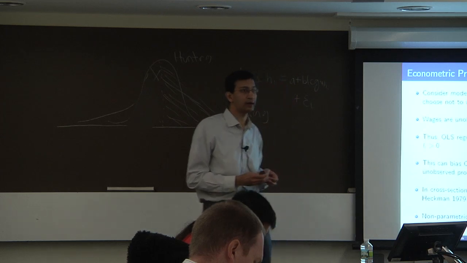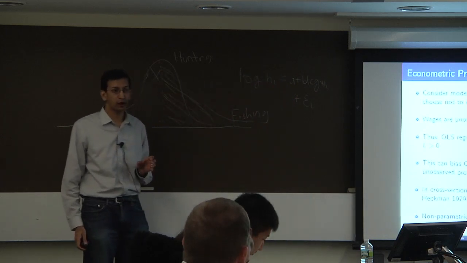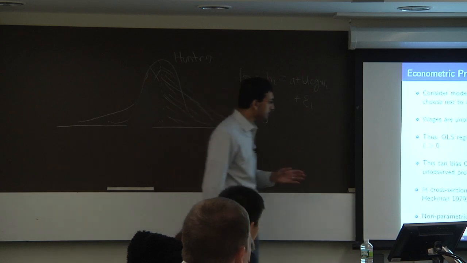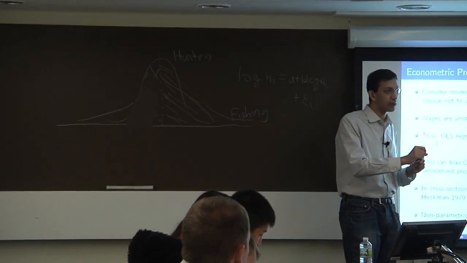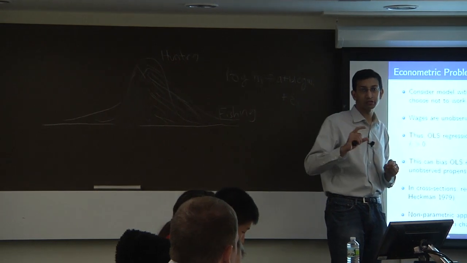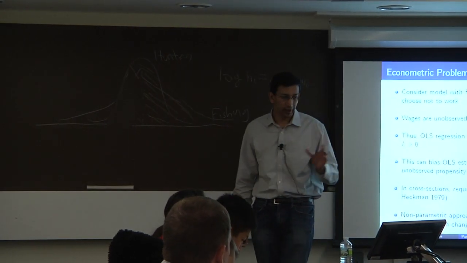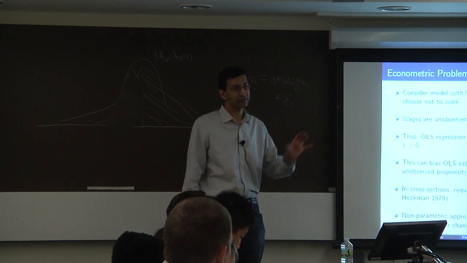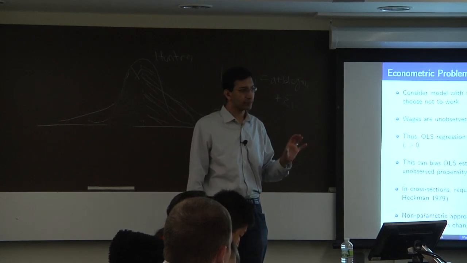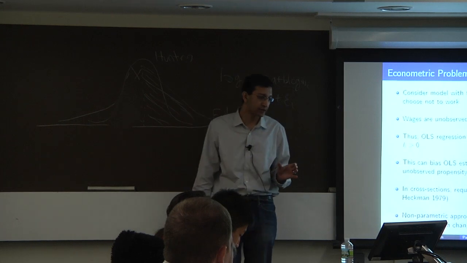How might you go about it while imposing less structure on the problem? Well, fundamentally, the problem arises when you have a cross-section, because you can't figure out what happens when you change wage rates. If you only have cross-sectional variation, there's basically a compositional effect. So different guys show up in the labor force, and that ends up creating bias.